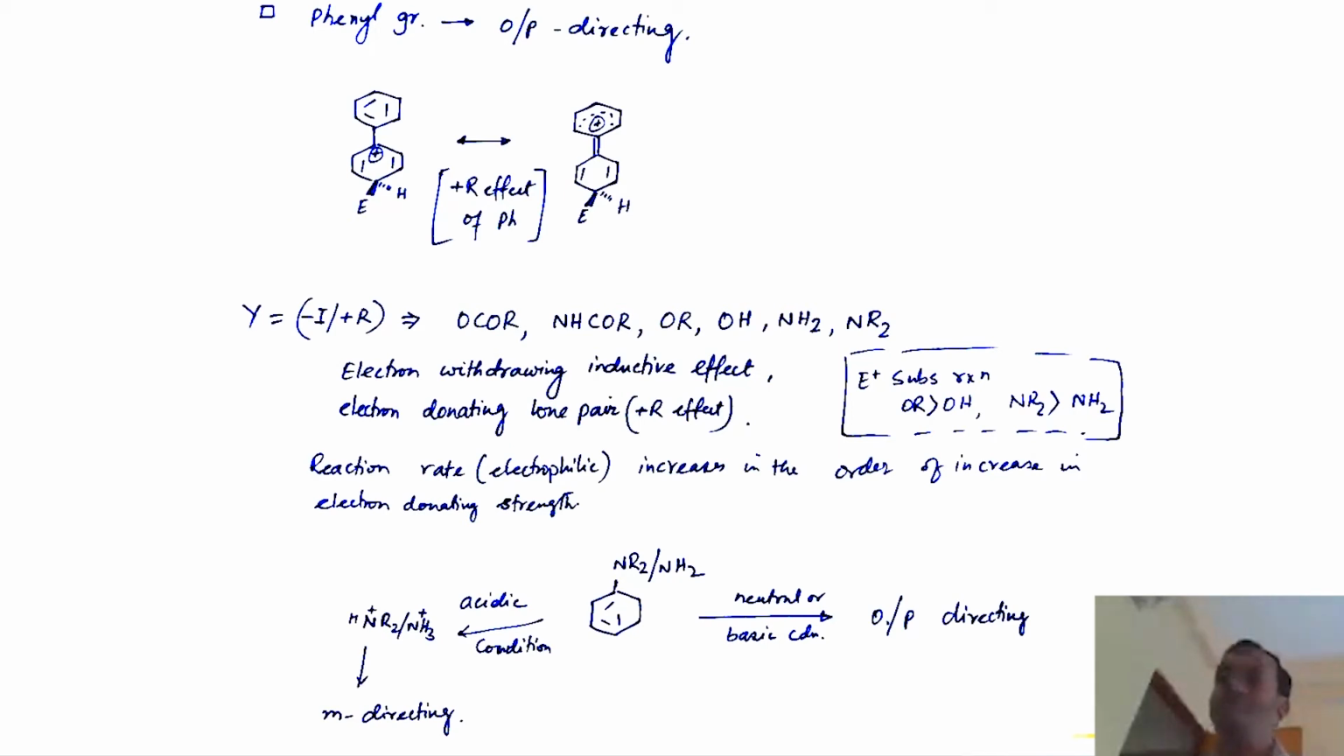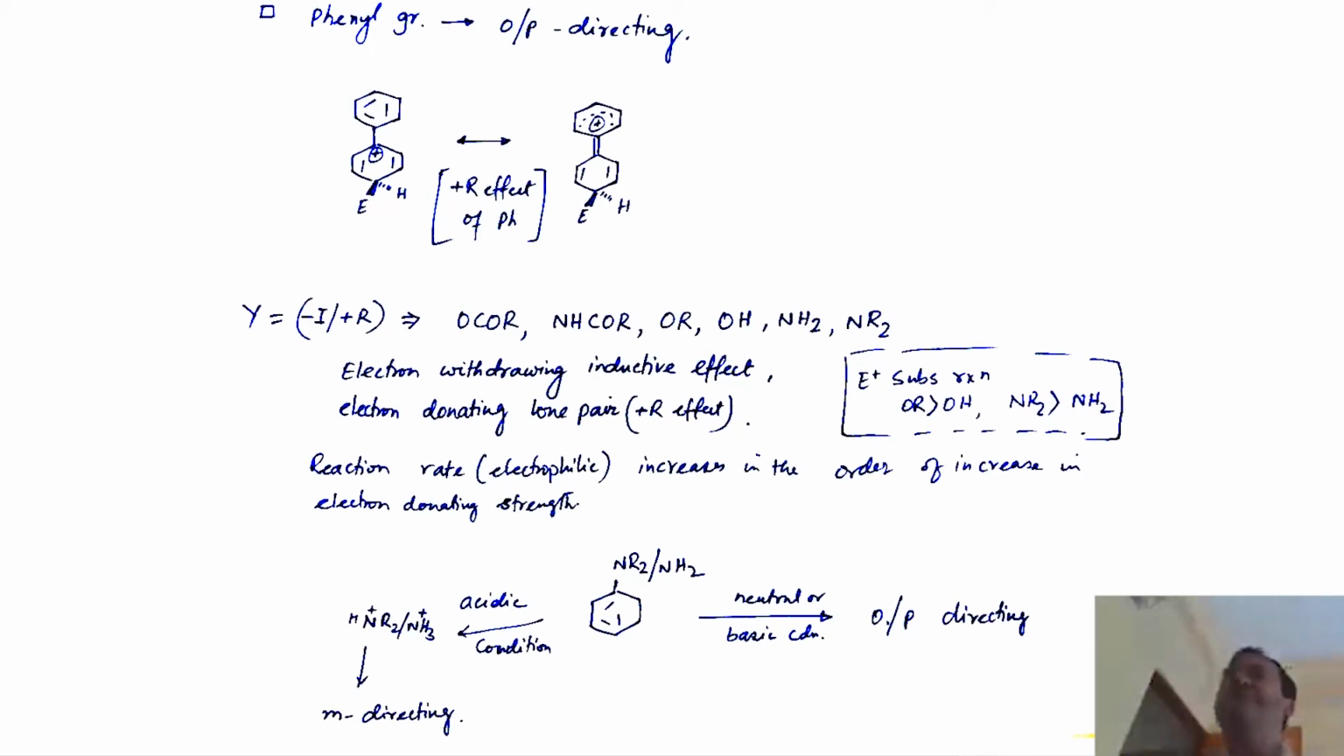Now definitely, as I said before, the reaction rate for the electrophilic reaction increases with the increase in the electron donating strength. The one that can donate stronger will lead to the faster reaction. Now this example is very interesting actually.